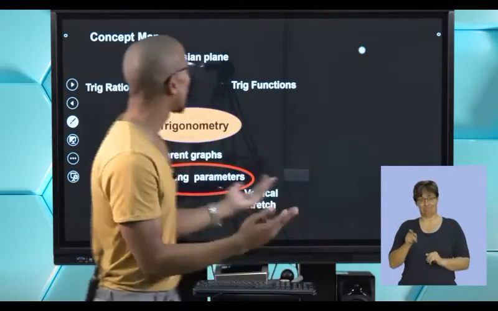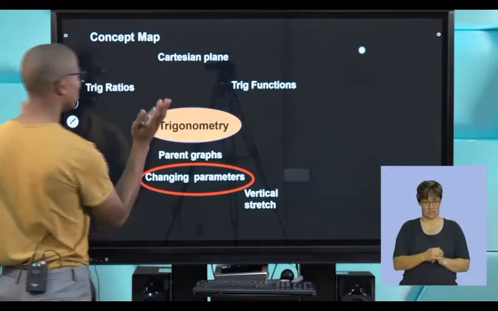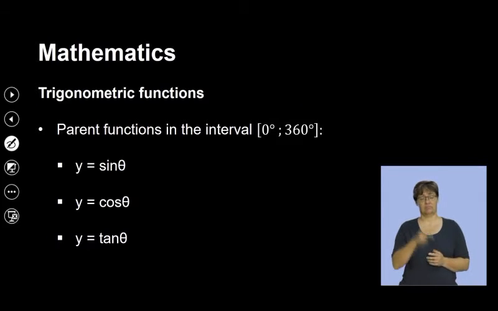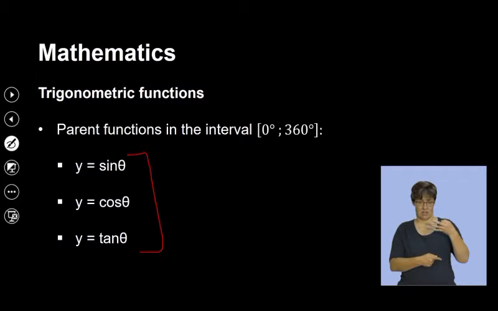So our concept map, as you can see on the board, has been about our ratios, our functions, and then we looked at graphs. Now we're going to look at the actual thing, which is changing those parameters. Exactly what does this mean? That's what I want us to talk about. So the parent functions in the interval 0 to 360, remember there's 3 of them. I said please don't think about the reciprocals here, because we're not going to talk about that under graphs.